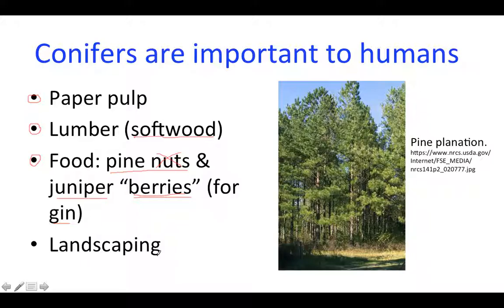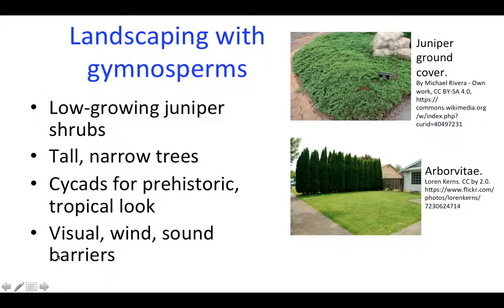Probably for most of us, the place where we will encounter gymnosperms the most, or conifers, is in landscaping. And so here's a couple of examples. We can use low-growing juniper shrubs as a ground cover in some areas, and here's an example of that. There's also various tall, narrow conifers. We can use cycads in a garden for that prehistoric tropical look.